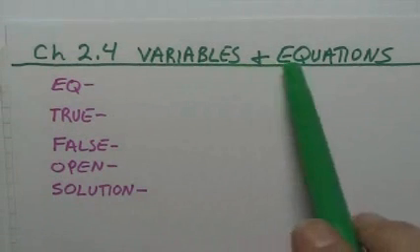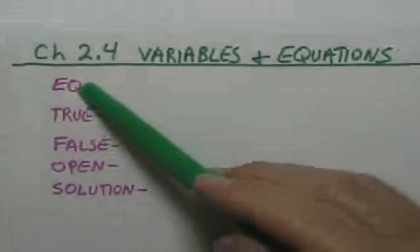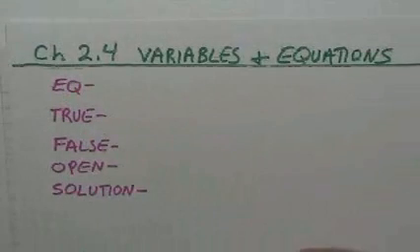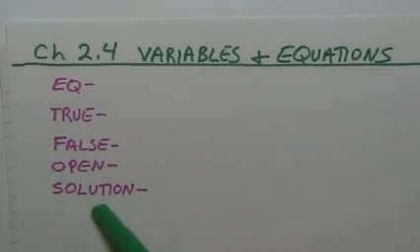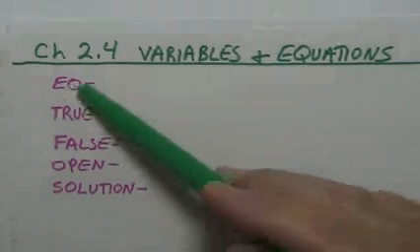Today we'll talk about variables and equations. There are 5 vocabulary words that we're going to be using. We have equation, true, false, open, and solution. So we'll come back to these in just a minute.